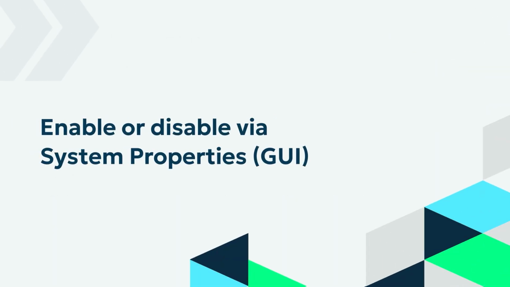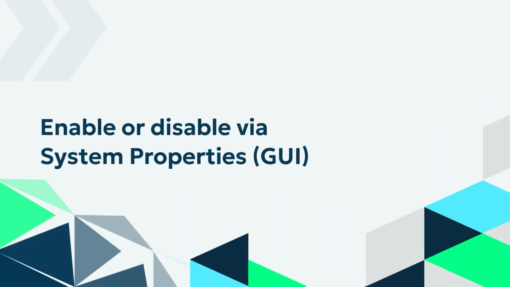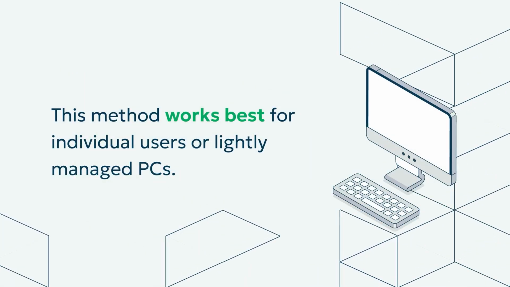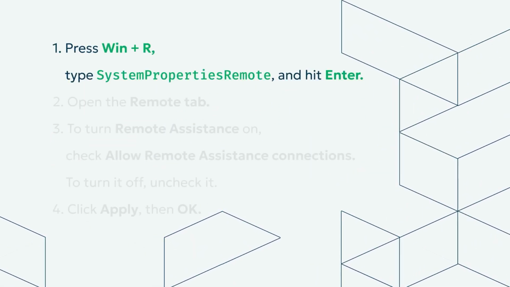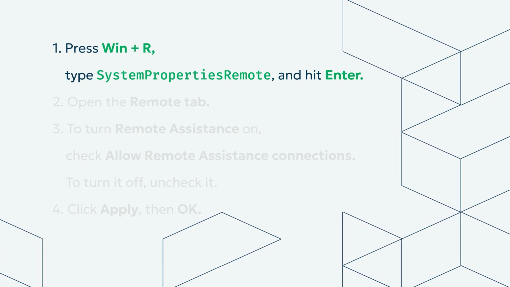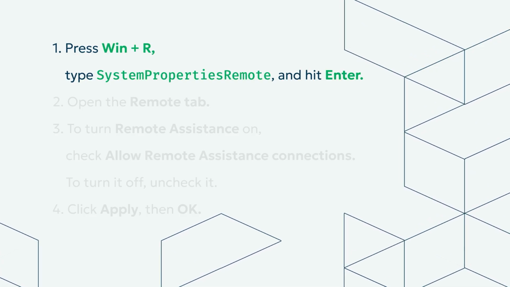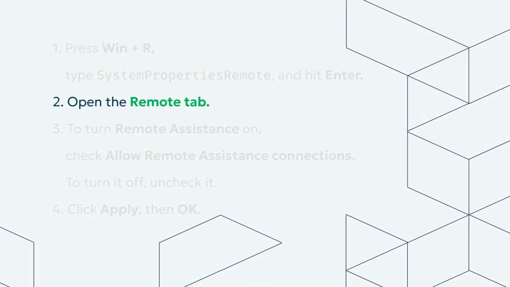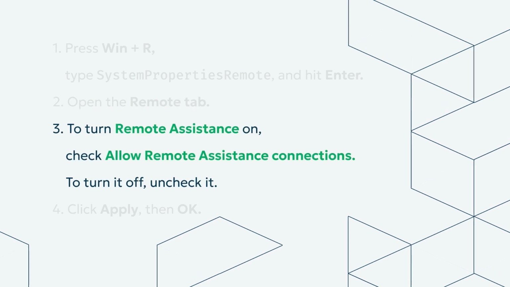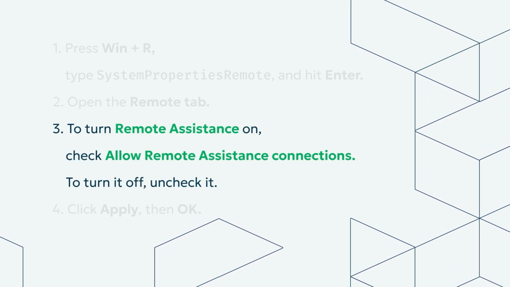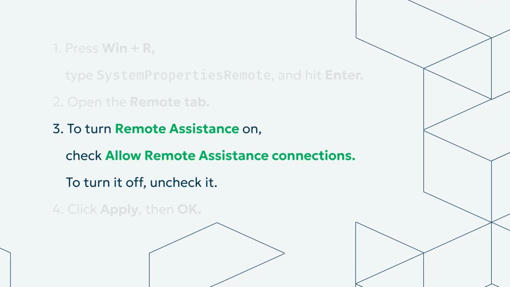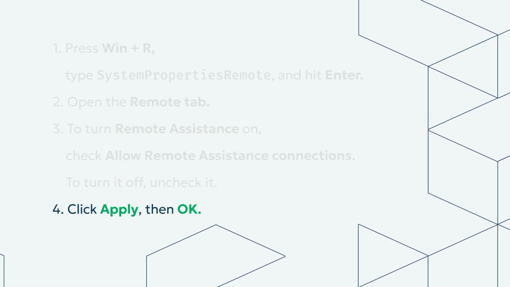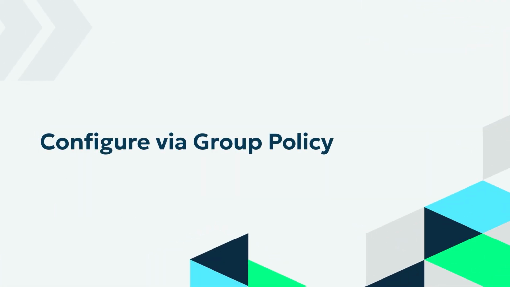Method 1. Enable or disable via System Properties, GUI. This method works best for individual users or lightly managed PCs. Press Win+R, type SystemPropertiesRemote, and hit Enter. Open the Remote tab. To turn Remote Assistance on, check Allow Remote Assistance connections. To turn it off, uncheck it. Click Apply, then OK.